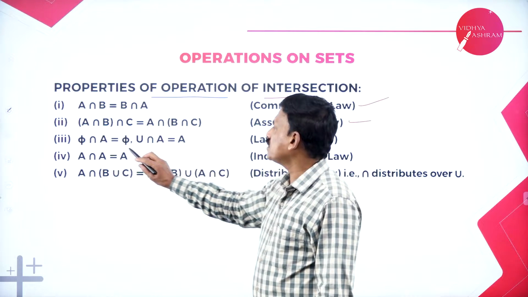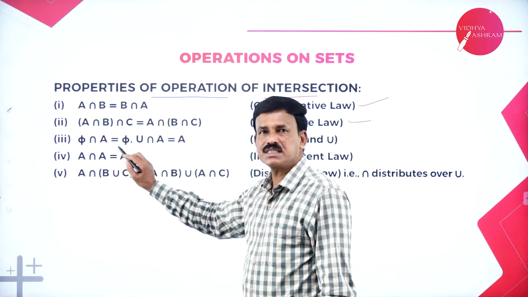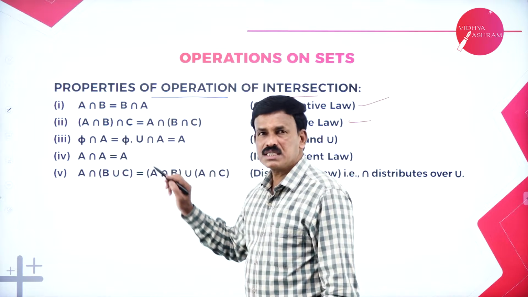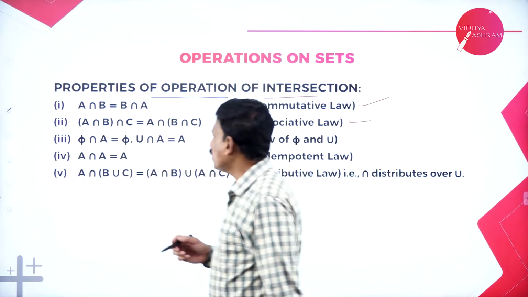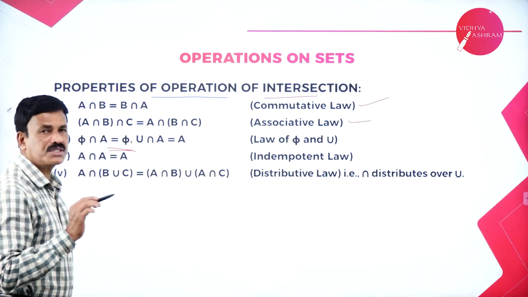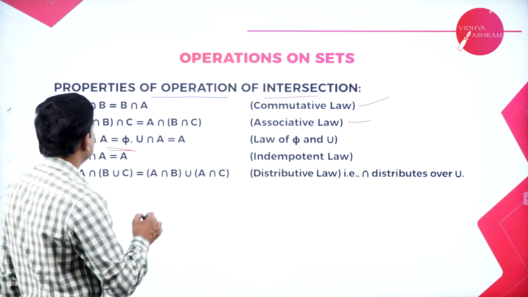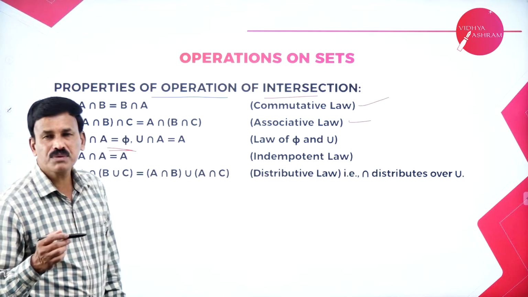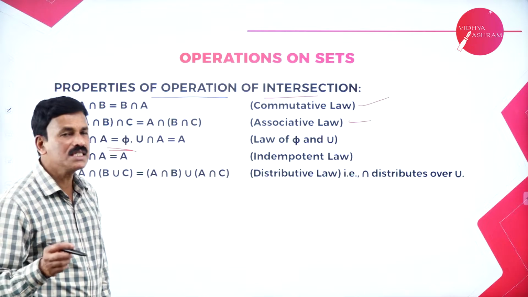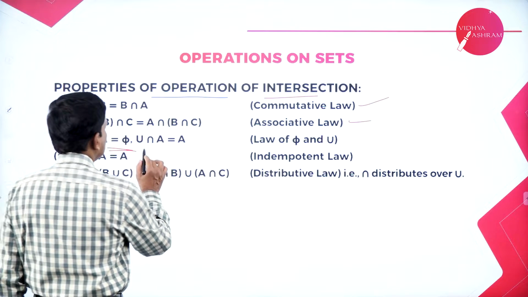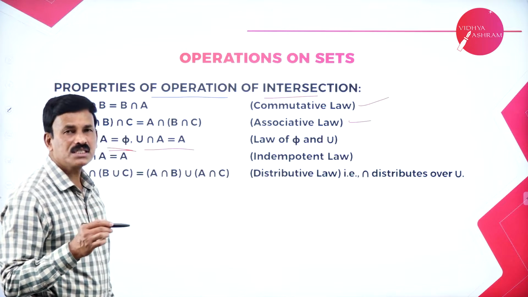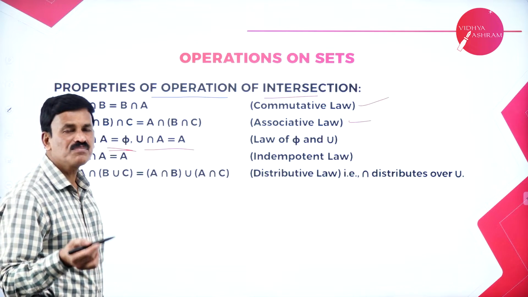Now, intersection of a set and a null set. Null set intersection A is always equal to the null set, because the intersection of a null set and a set is always equal to a null set, because of common elements. No elements are present in the null set, therefore the intersection of a set and a null set is always a null set. Similarly, the intersection of a set with itself is always equal to the same set itself.